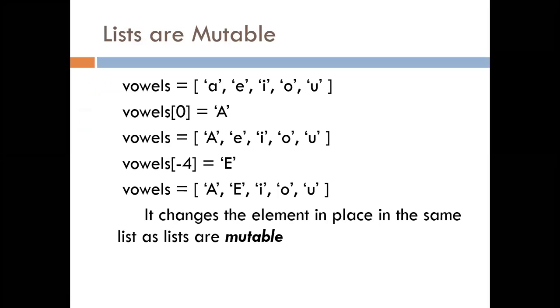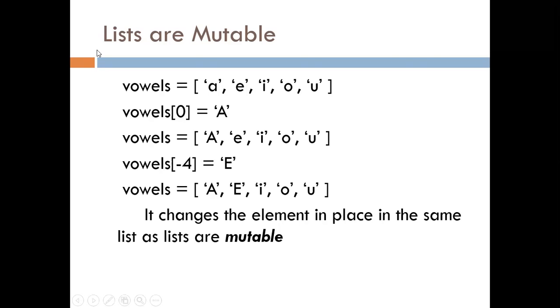So these are vowels, and you can see the name of the list is vowels, and vowels in the place of 0 gave a capital A. So what has happened is we have changed the value in this place. Mutable, that means we've changed the value in its place.